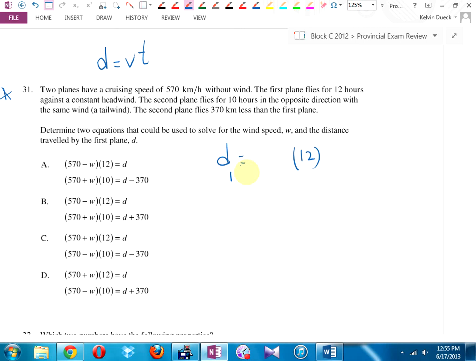But now it's flying against a headwind. How fast is the headwind? I don't know, but it tells me a variable to use. What variable does it want me to use for the headwind? W. If you're heading into the headwind, is that helping you speed up or slow down? Slow down. Jordan, the plane's speed would be 570 minus whatever the headwind is. Does that make sense? You're slowing down?